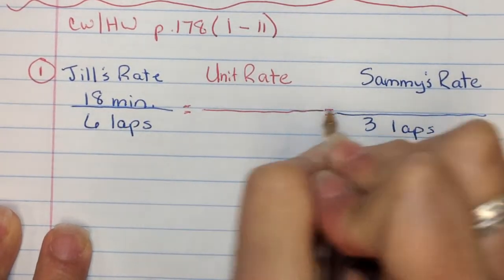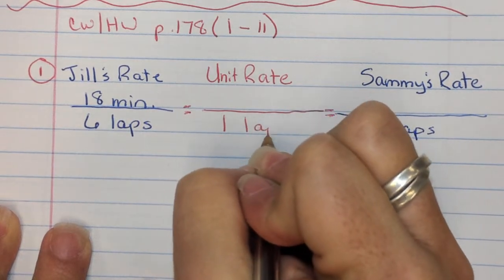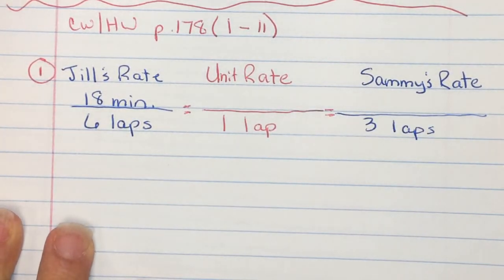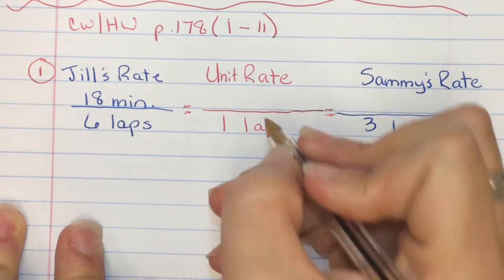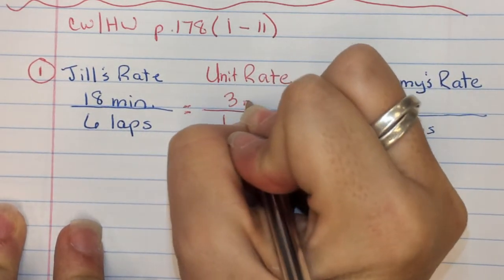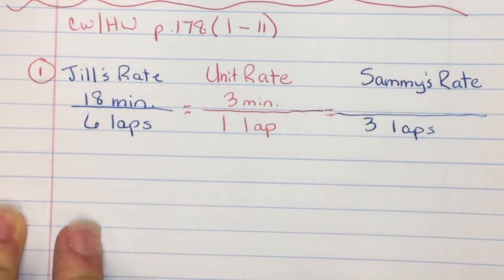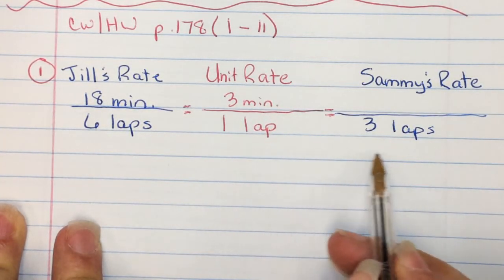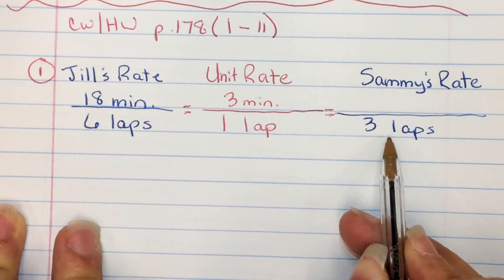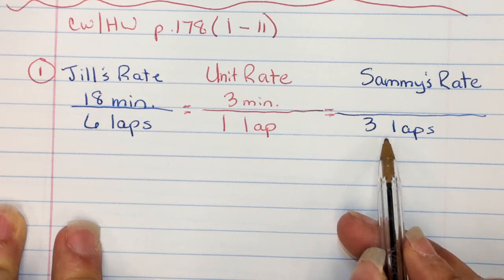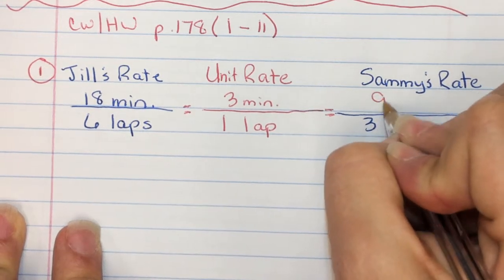So, how much is 1 lap? 3 minutes, that's right. And we use division, right? 18 divided by 6. So 3 minutes for 1 lap. How many would be 3 laps? What's Sammy's rate? 9 minutes, you got it.